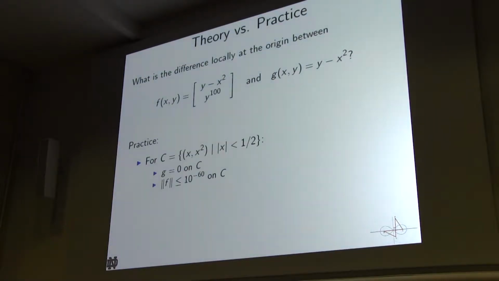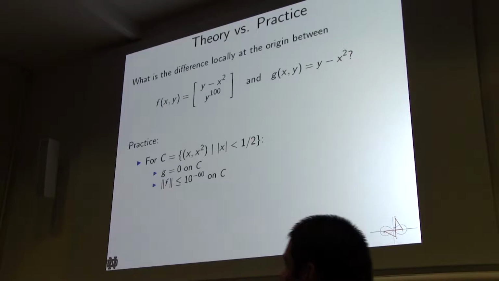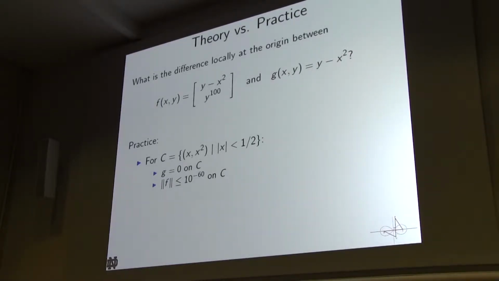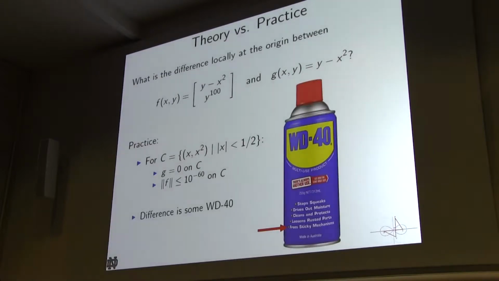What happens in practice? In practice, suppose we look at some region, so say part of the parabola. Of course, G vanishes on that part, and F, to some extent, looks like it vanishes on there, 10 to the minus 60, pretty small. So what is the difference? The difference is WD-40. I'll explain this in a second.